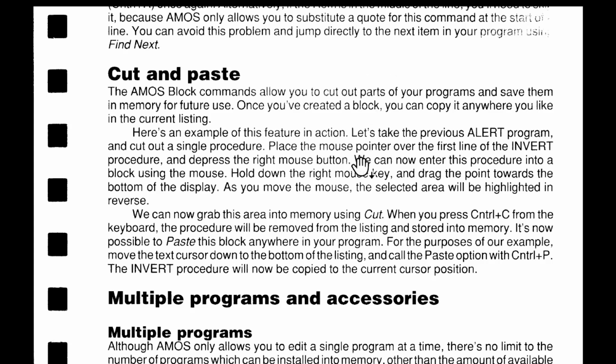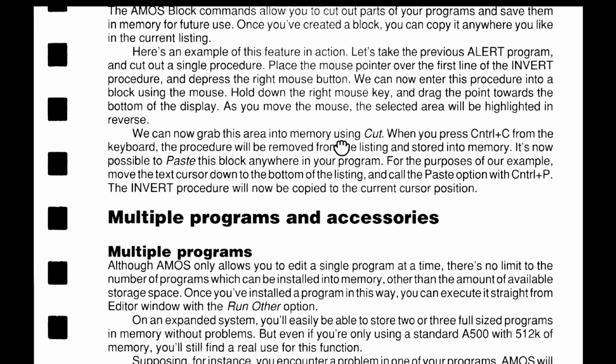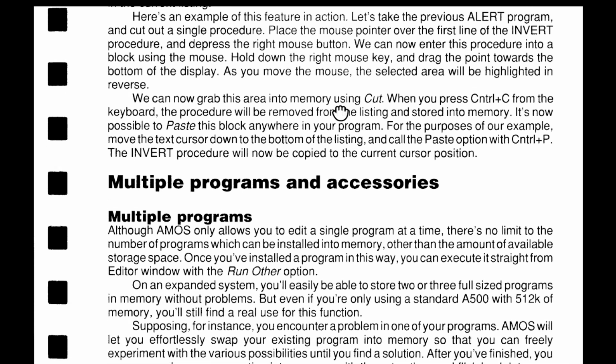Cut and paste. The AMOS block commands allow you to cut out parts of your programs and save them in memory for future use. Once you've created a block, you can copy it anywhere you like in the current listing. Here's an example of this feature in action.